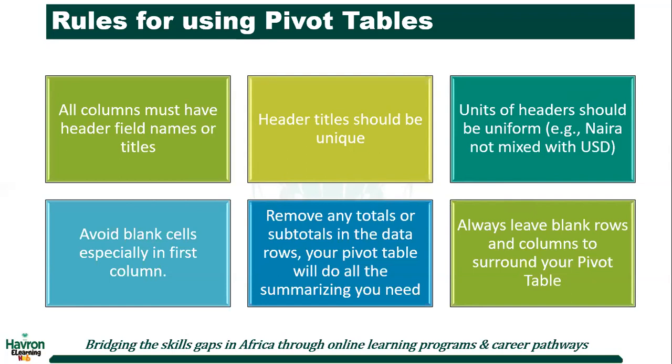The other one is that the units of headers should be uniform. For instance, if you have a column that you have designated to capture amount, that column should be uniform. It means that the value or the unit should be the same. You shouldn't be capturing Naira in the same column and at the same time capturing values in USD or any other currency. So that is the uniformity of each header.